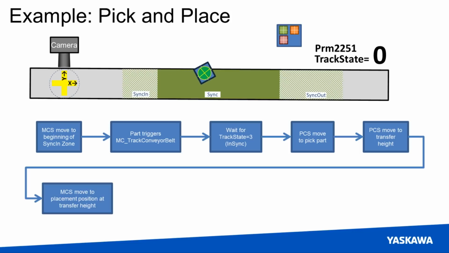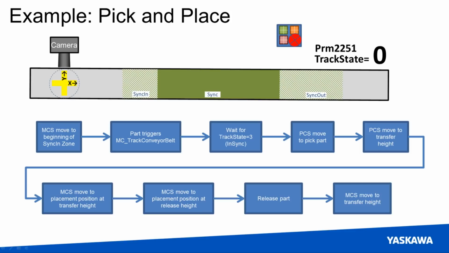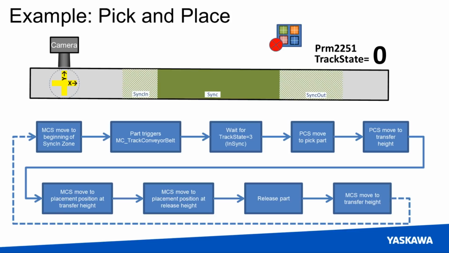But now when I want to move it to where it goes, I am going to do an MCS move. And once I do that MCS move, now I have canceled tracking. And now I can do another MCS move to set down the part and release it. And then lift the mechanism again and move back to the beginning so that we can start all over.